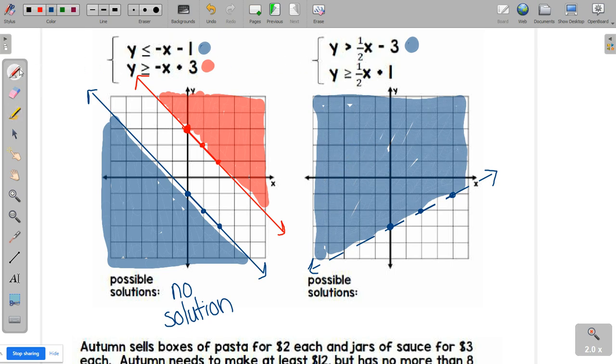Now our second equation. We have a y-intercept of 1, so plot your y-intercept, and a slope of 1/2, so up 1 to the right 2. Draw your line. It is an equal to, so it's a solid line. And then we are going to shade. It's a greater than or equal to, so the greater than means we are going to shade above the line.